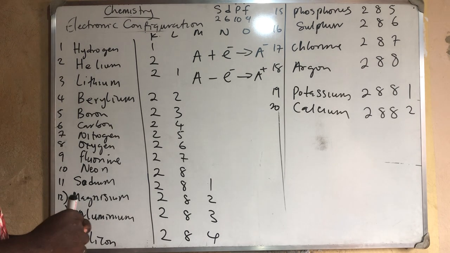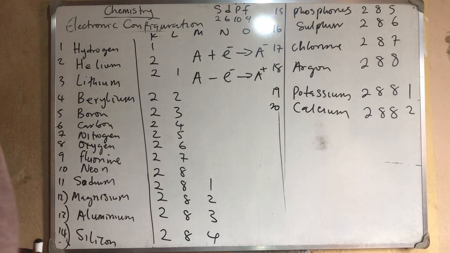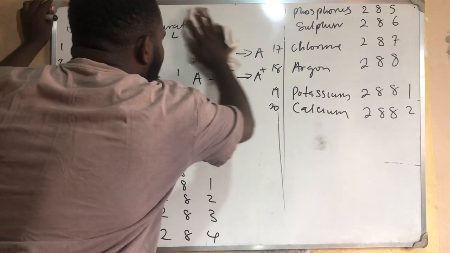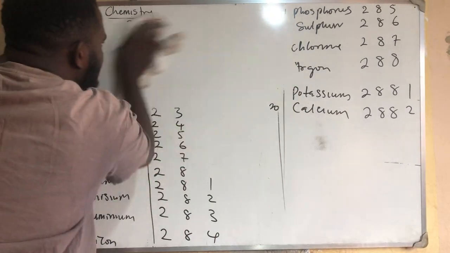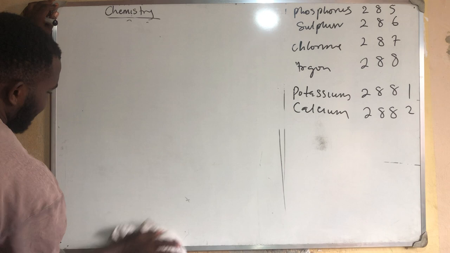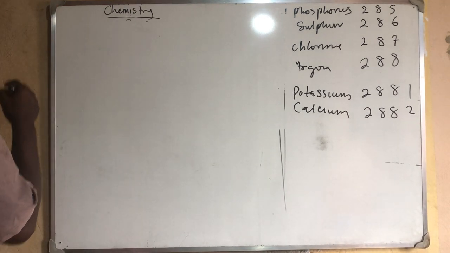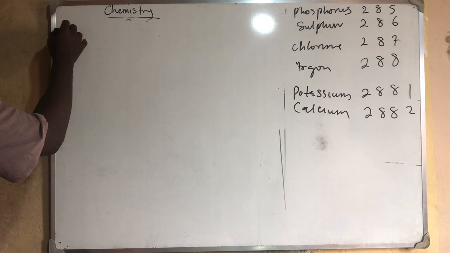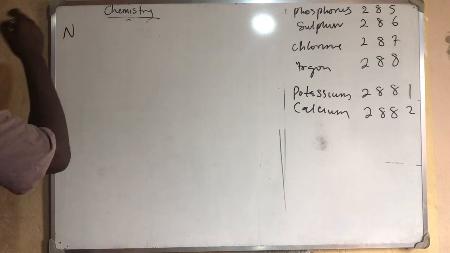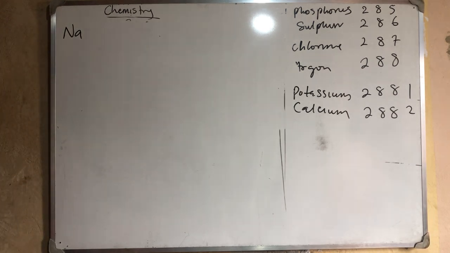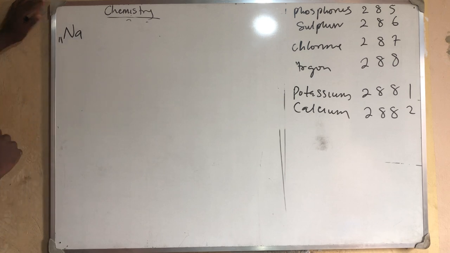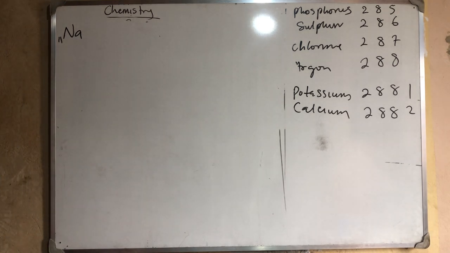Don't forget that. Once an atom does that, something has already changed, so the electronic configuration will change as well. Let us consider some atoms like that. For example, let's use sodium. The symbol is Na. Normally, sodium has how many electrons? Sodium has 11. This is the atomic number. It has 11 electrons.